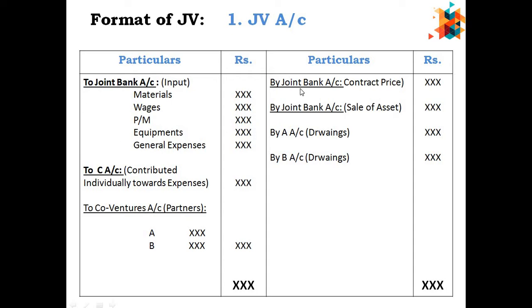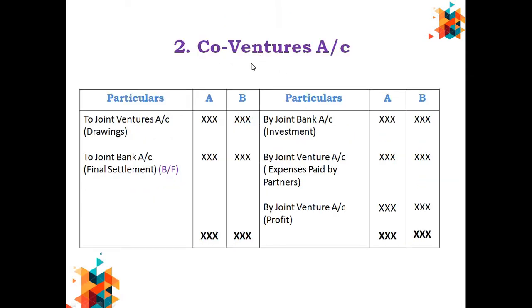On the right side, totally 3 items will appear. Number 1 is contract price. Number 2, if there is any sale of assets, you are supposed to take it here. Then any drawings by the partners would appear on the credit side. It is very simple, guys. Second account is the co-venturers account. So let us start from the debit side. Joint venture drawings: if there are any drawings, you are supposed to take them here. Only 1 item will come on the debit side.